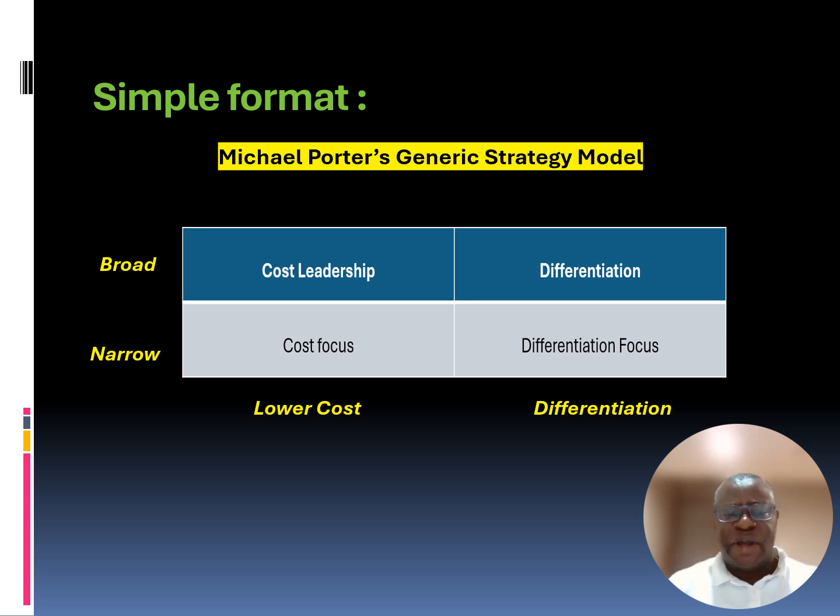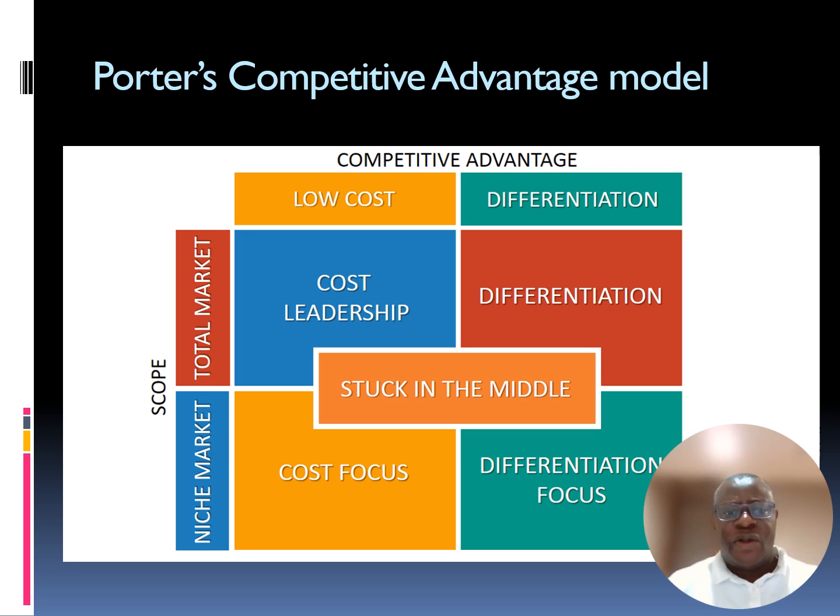This is a simple format, but a more complicated format will be in this form. We call this Porter's competitive advantage model. We have the cost leadership, the cost focus, differentiation focus, and differentiation. And in the middle of it all, there's the stuck in the middle, which is the one that tries to use more than one method or finds itself not in any of them. So let's look at each of these categories.